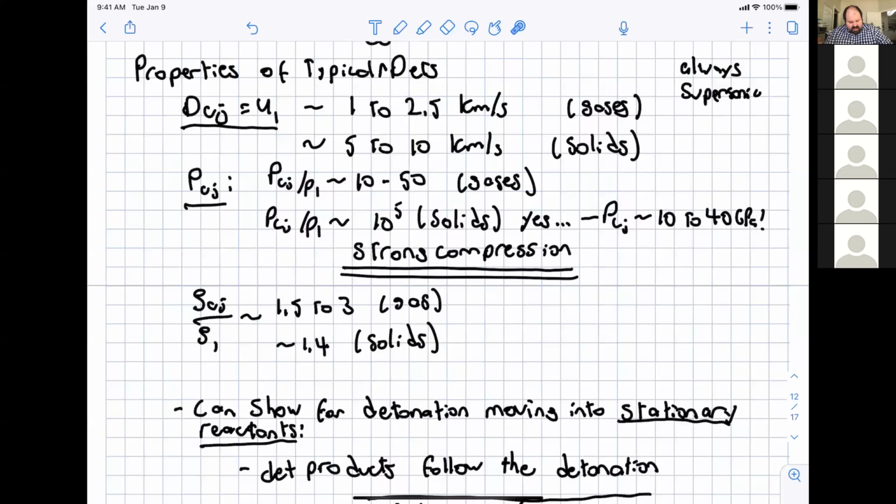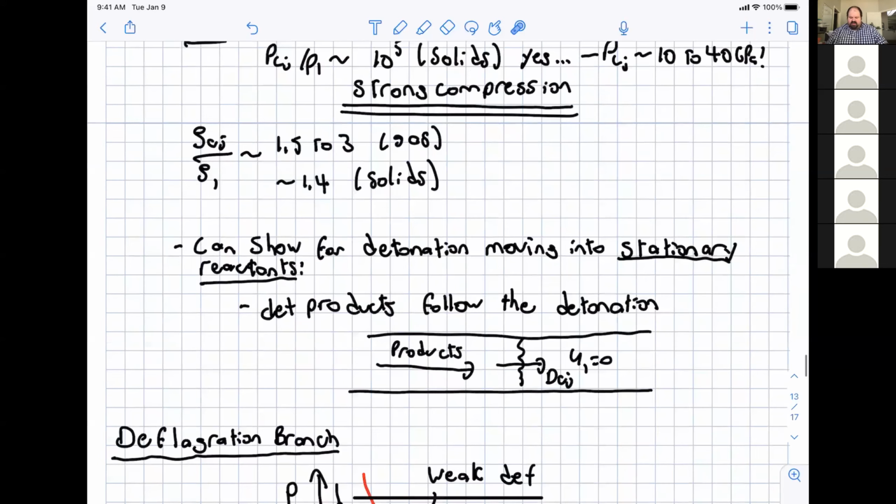Okay. Also, I'm not going to prove it here, this would be a nice little homework problem: you can show that for a moving detonation, that is, if the reactant state is stationary, the products move with the detonation wave. Although they follow the detonation wave, they move nowhere near as fast.